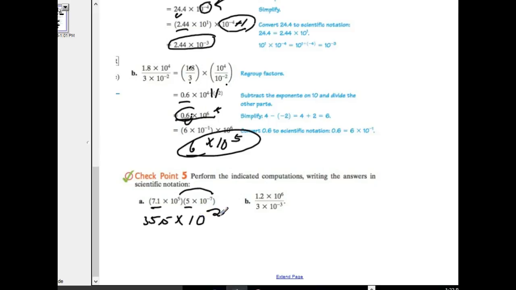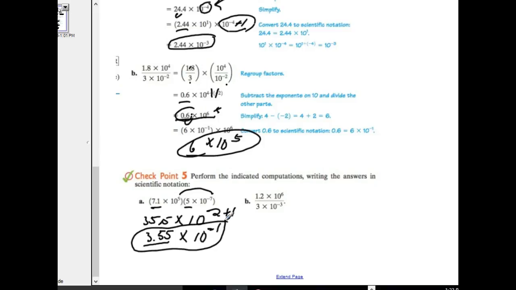Now, again, just like before, 35 is too big. I need to make it smaller. I need to make it 3.55, because that's a number between 1 and 10. So because I had to make that smaller to even it out, I've got to make this number bigger. Well, how do you make negative 2 bigger? Believe it or not, if you take negative 2 and add 1 to it, it becomes negative 1, because we're dealing with negatives here. So my new answer becomes 3.55 times 10 to the minus 1 power.